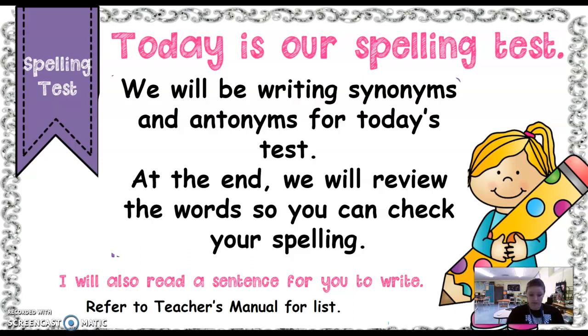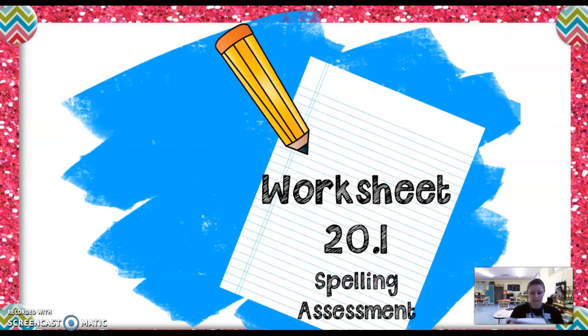I am going to also read a dictation sentence for you to write. This is on 20.1, so make sure you have 20.1 out with a pencil or a piece of lined paper at home. If you need to pause the video and go get that, you can do that now. This week, for your spelling test, you are writing synonyms and antonyms. I will say a sentence, write the synonym or antonym for a word, and you're going to write the spelling word that corresponds to that.